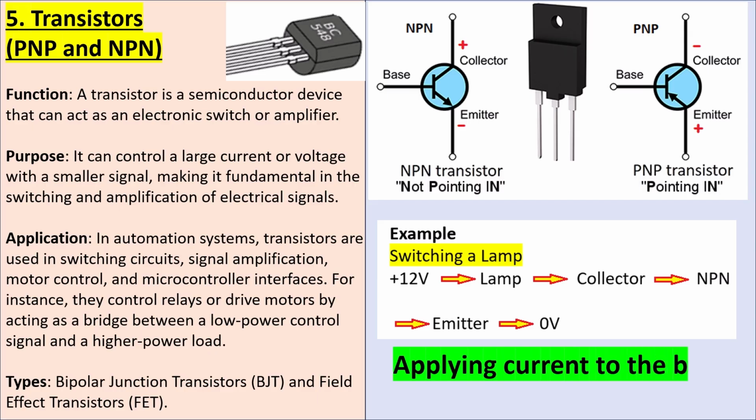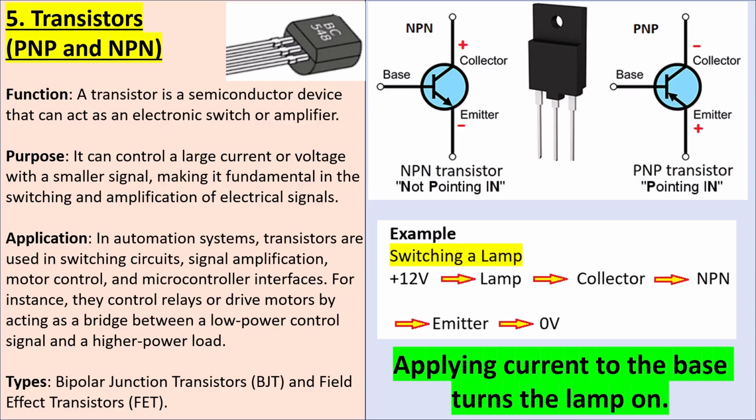Here we are shown an example of switching a lamp using an NPN transistor. We have 12 volts which goes to a lamp. From there it goes to the collector of the NPN and out of the NPN through the emitter and then off to the 0 volt rail. Applying current to the base will turn the lamp on.